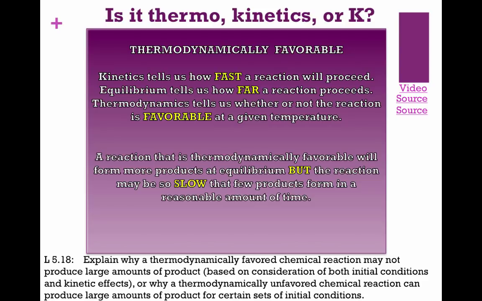So do we make reactants? Do we make products? Do we have equal amounts? Thermodynamics tells us whether or not the reaction is favorable. So kinetics is rates. Equilibrium is do we have more reactants or products? Thermodynamics is it spontaneous or not? A reaction that is thermodynamically favorable or spontaneous will probably form more products at equilibrium, but it could be very slow. So just because a reaction is spontaneous does not mean that it's going to be fast.